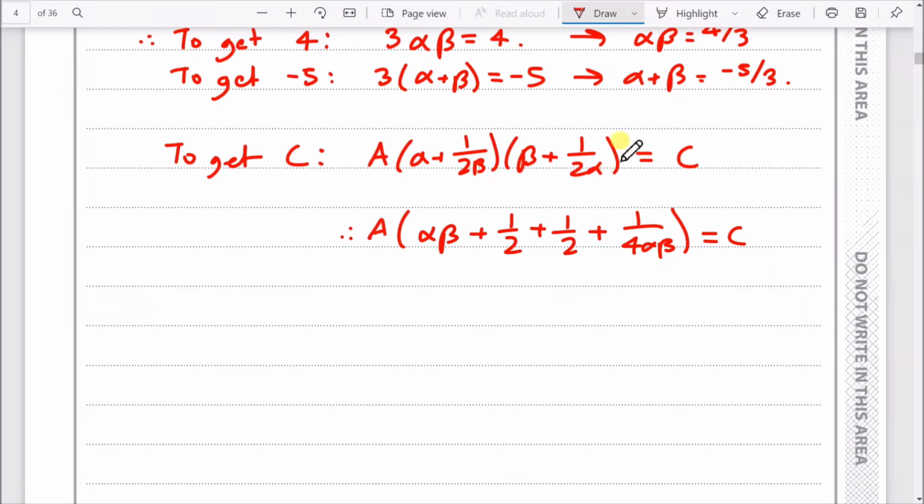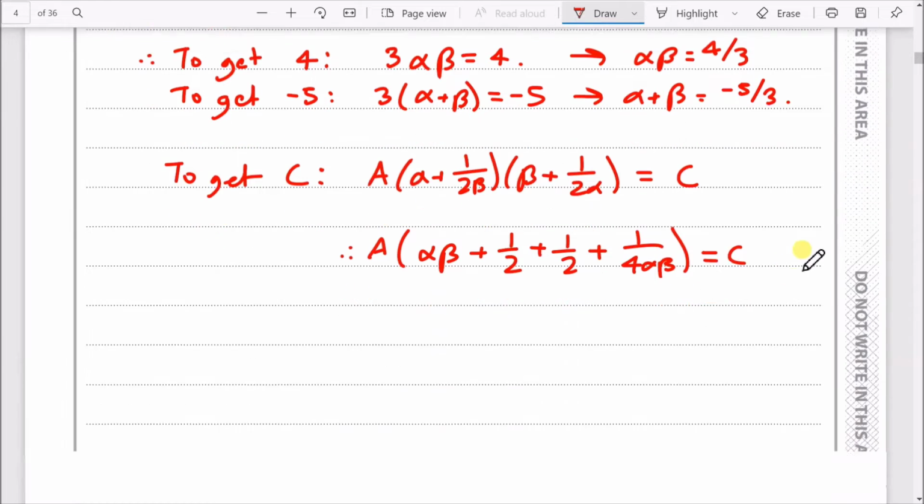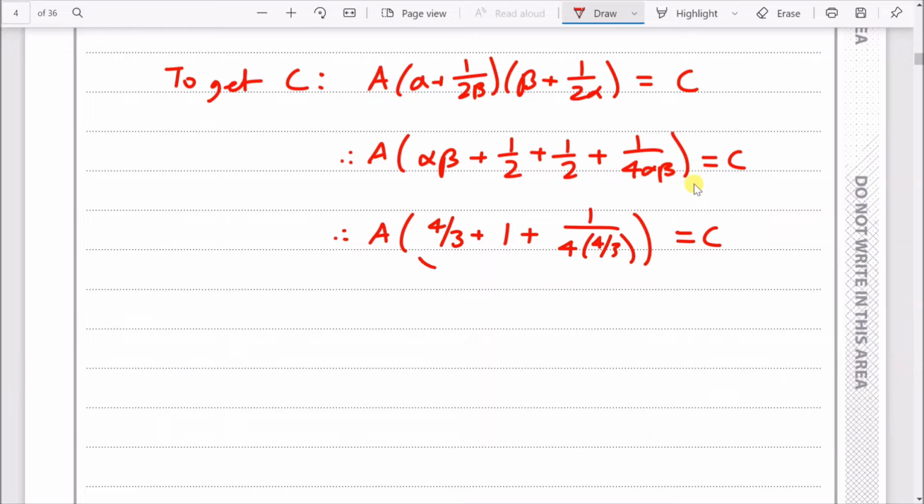Now the good thing here, guys, is that you don't need to work out these terms individually. We can use the results from the first part. We know alpha beta equals 4/3, so let's replace this one with 4/3 and that one with 4/3. Now we have A bracket 4/3 plus, well, a half plus a half is 1 whole, plus 1 over 4 times 4 over 3, and that all equals C. Because there's a calculator test, you could put all of this in your calculator, and you should get a result of 121 over 48.